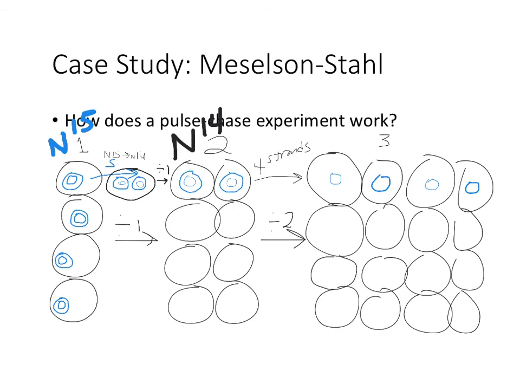And in each of those cells, what would the other strand be, light or heavy? They would all be light. This is after we've removed the heavy nitrogen. All the DNA that gets created at this point is synthesized as light.